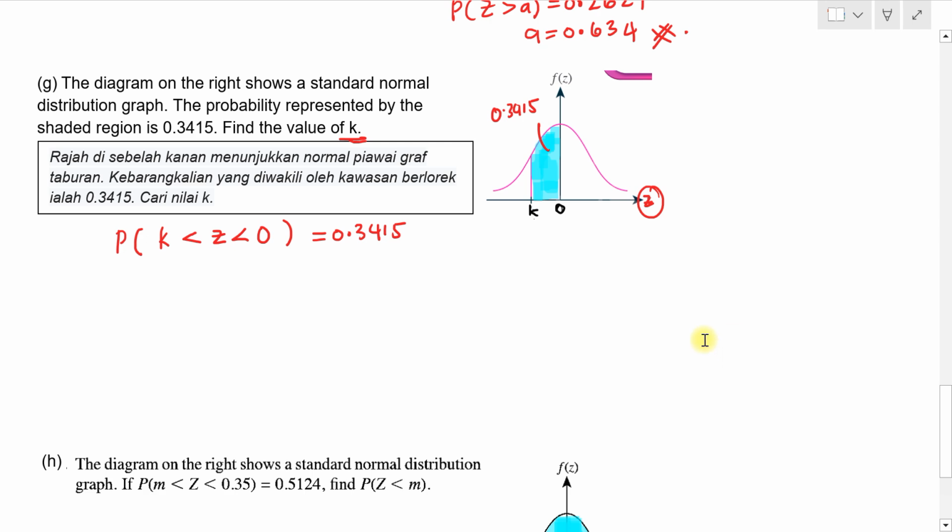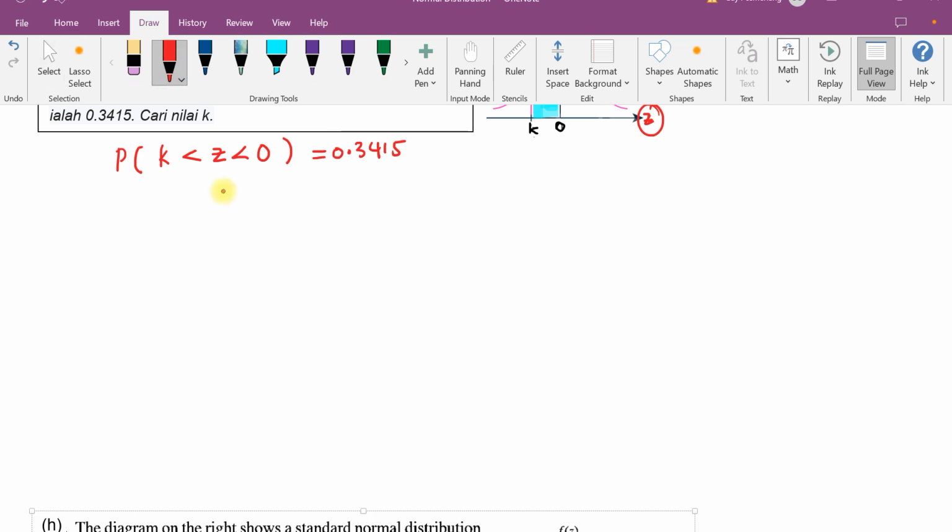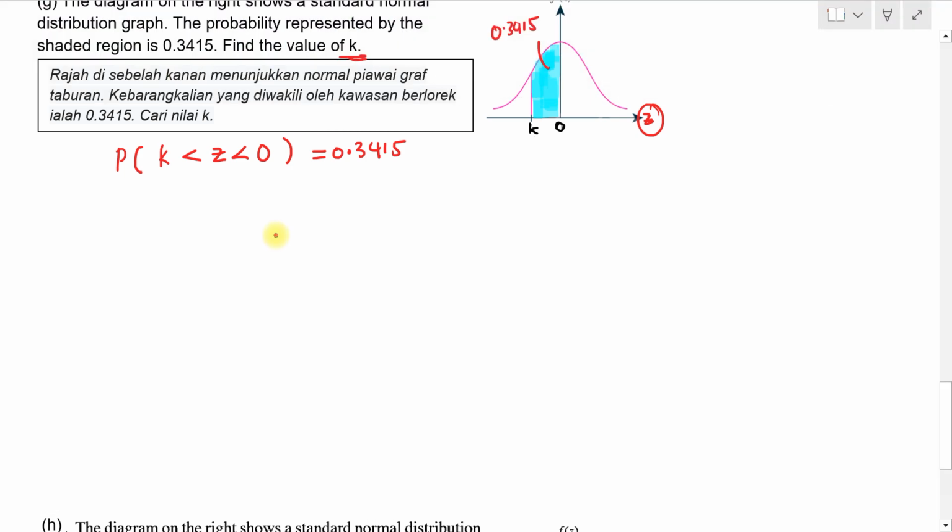Okay, now we need to find the value of K. So how to do that? First of all, whenever they give you any positive unknown here, you all know, right? I always will turn this into negative t. That's what I will do. First step. So let A, sorry, not A, K, let K equal to negative t. So what will I get now? Negative t, Z, 0. And they already drew it for you.